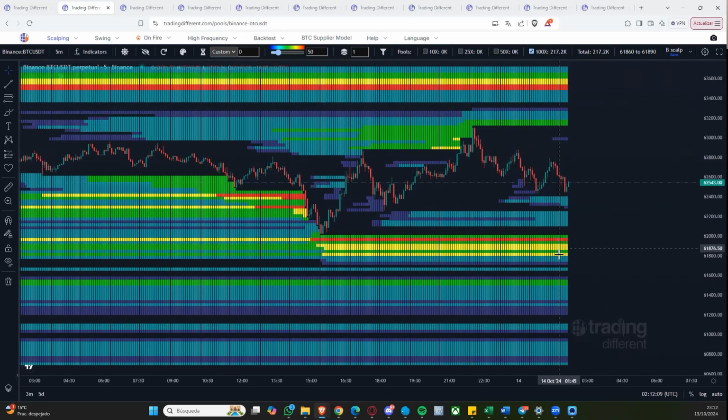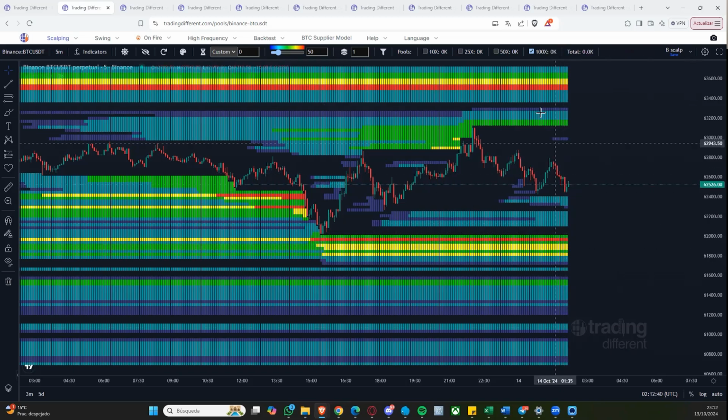In this example, the total shows 327,000, and the pool covers from 61,950 to 61,980. This gives me good precision to see exactly where the liquidity is. I can see the amount of liquidity on each of these lines, which represent small price ranges.